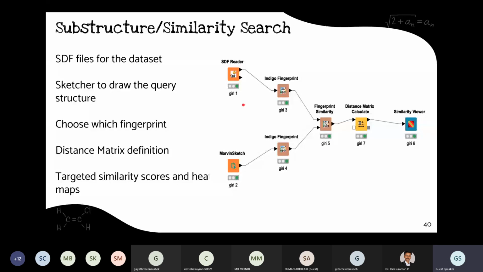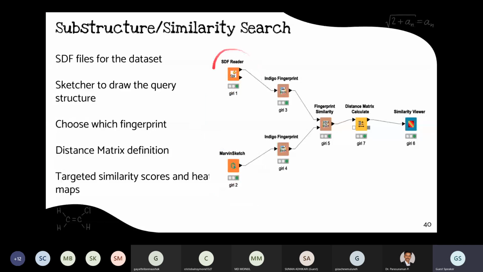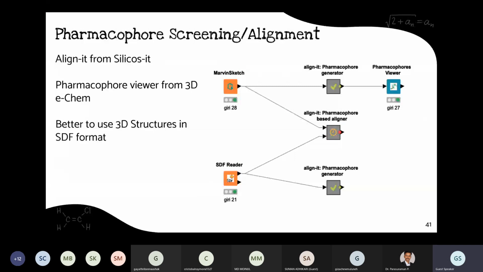Anyway, so you have to load your PDB database here in the SDF reader, and Marvin Sketch is where you draw the compounds which you want to search. So you have to convert all the database molecules to fingerprints and your molecules also to fingerprints. Now we are doing a fingerprint similarity search, and then we generate a distance matrix and similarity here. So we get a heat map, and we can also compare from one compound to another compound, even a compound within the database, all things can be compared. So we get a distance matrix definition.